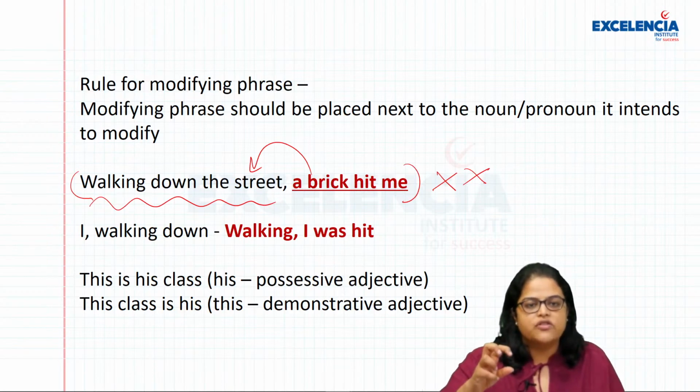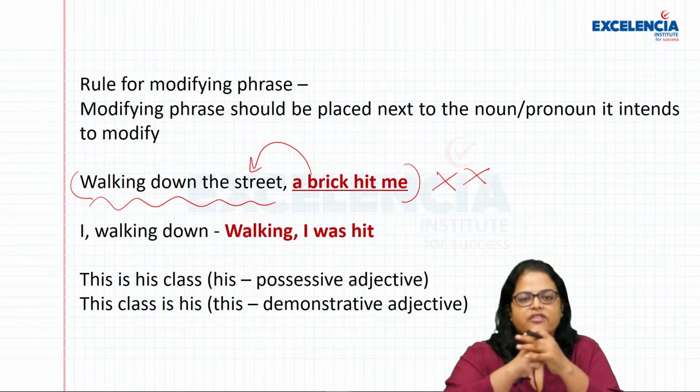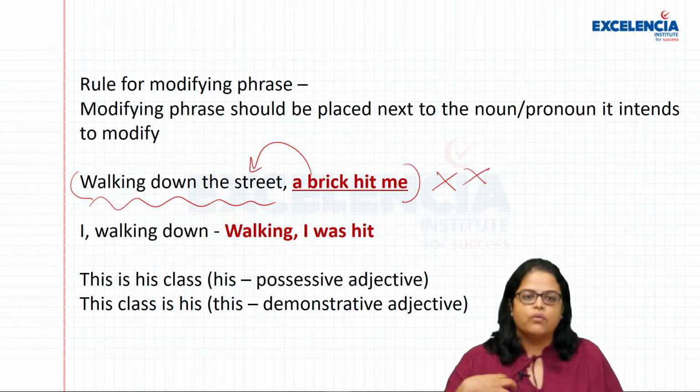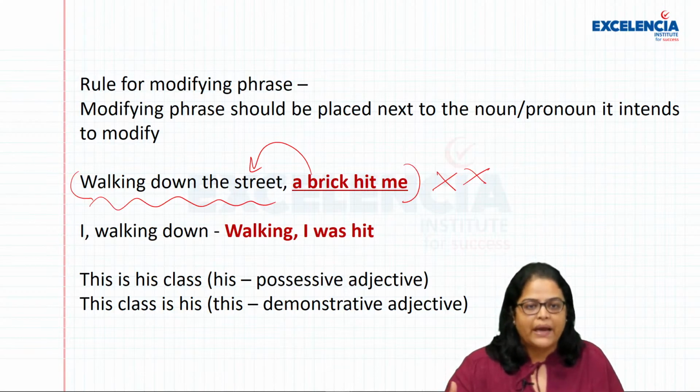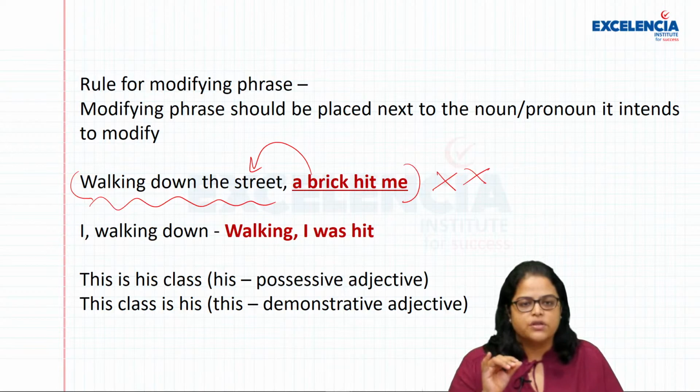Because walking down the street does not have its own subject and verb, it's clinging on to this brick. It's trying to attach itself to this noun, a brick. So it seems as if the brick is walking down the street. Now you'll tell me, come on, Aditi, don't be stupid. Don't you know that a brick can't walk? I am the one who's walking. Is that not implied? No, grammatically what is getting conveyed is as if the brick is walking down the street.